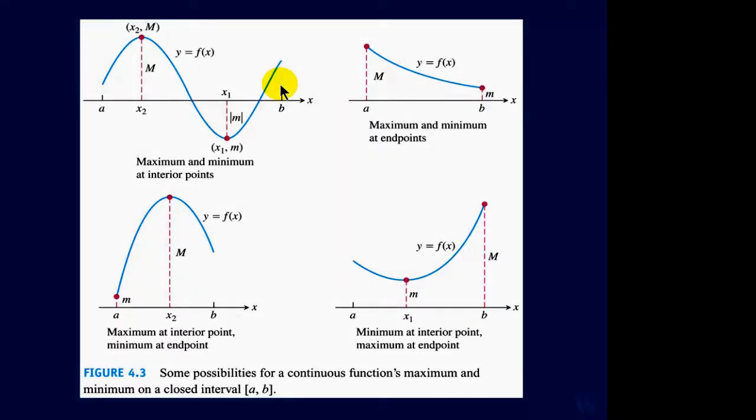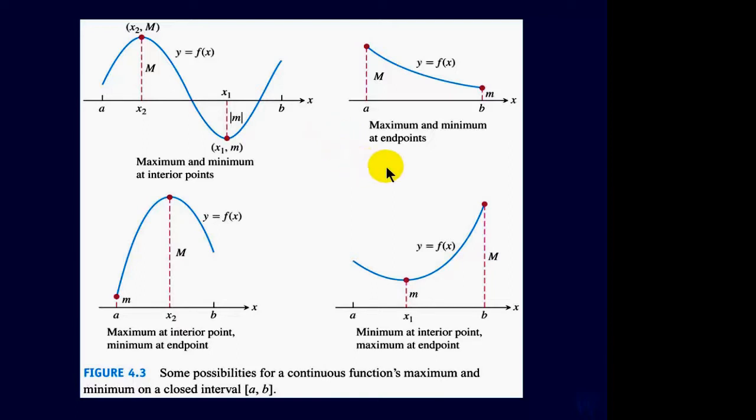Okay, here are just some situations where the extreme values would occur. In letter A, or right here in this first graph on the upper left, the minimum and the maximum values occurred at interior points. Okay, there's your maximum and there's your minimum point.